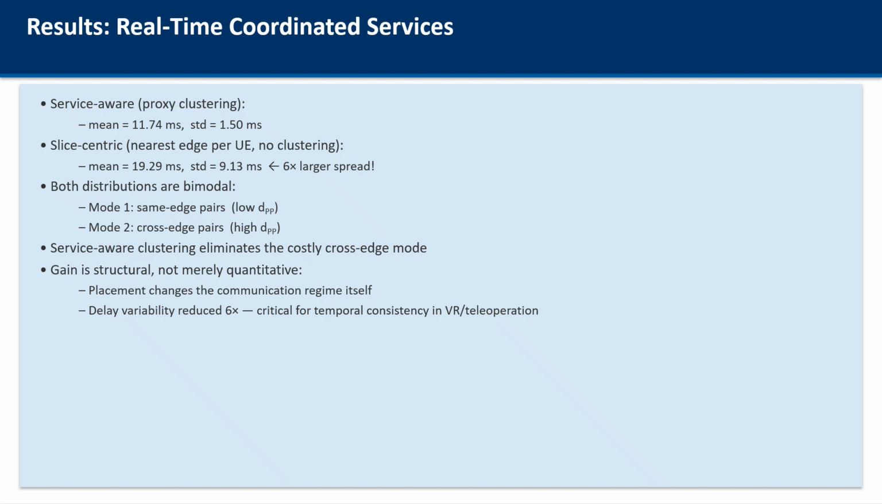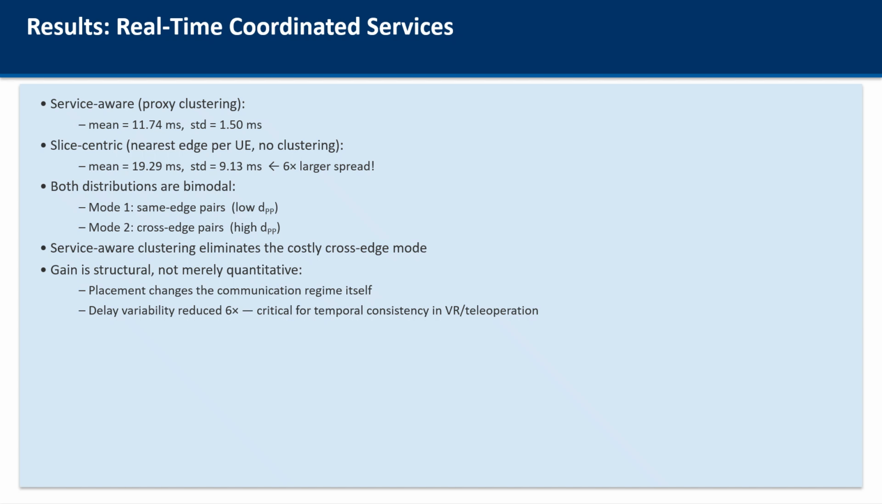The reason becomes clear when you look at the bimodal distributions in the figure. Both strategies produce a bimodal distribution, reflecting two structural regimes: same edge pairs with low proxy-proxy delay and cross-edge pairs with high proxy-proxy delay. The slice-centric strategy leaves both modes present, with the upper mode centered around the costly cross-edge path. Service-aware proxy clustering eliminates the cross-edge regime by ensuring that interacting users are served by the same MEC domain.